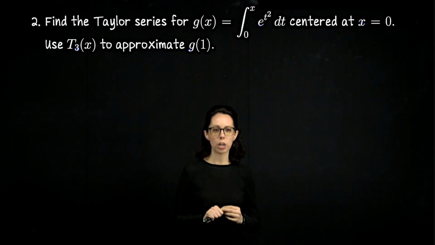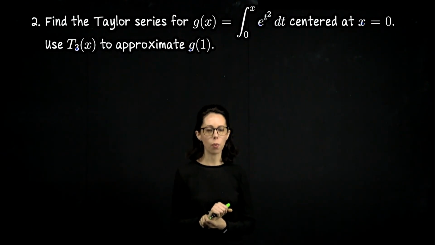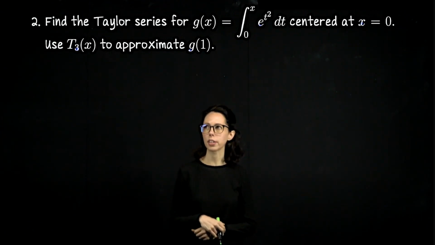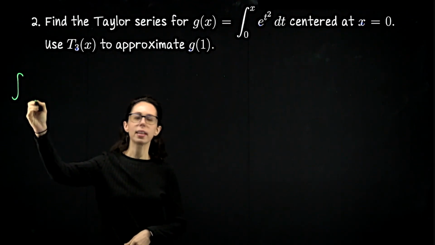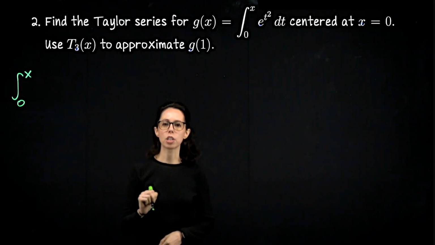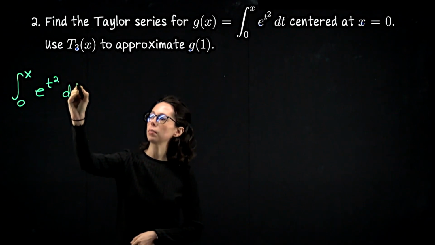Okay, so let's do that first, and then we will discuss the second part of this problem, which is approximating the value of g of 1 using a Taylor polynomial. In other words, just taking the first few terms from our Taylor series expansion. Okay, let me write this integral. I'll just rewrite it as it is the first time. So we want to go from 0 to the input x for the function g, e to the t squared dt.